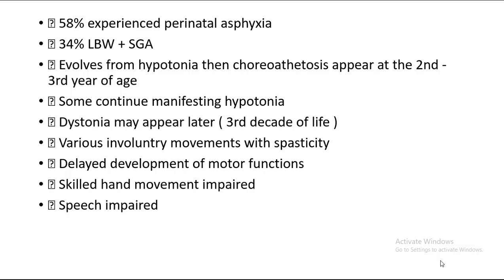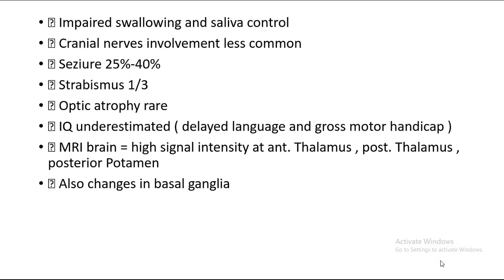Initially, the child may not show the dyskinetic movement. The child initially may be hypotonic, and then choreoathetosis appears in the second and third year of life. This is one example of how cerebral palsy sometimes can show progression of the peripheral signs or symptoms. There is speech impairment, impaired skilled hand movement, and delayed development of the motor function. There is impaired swallowing and saliva.